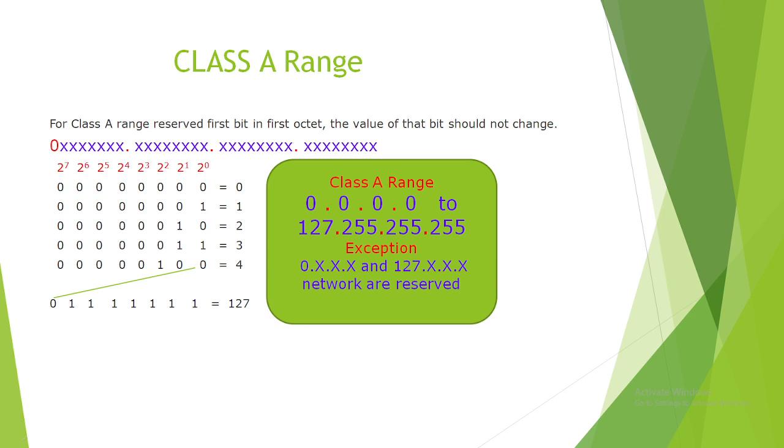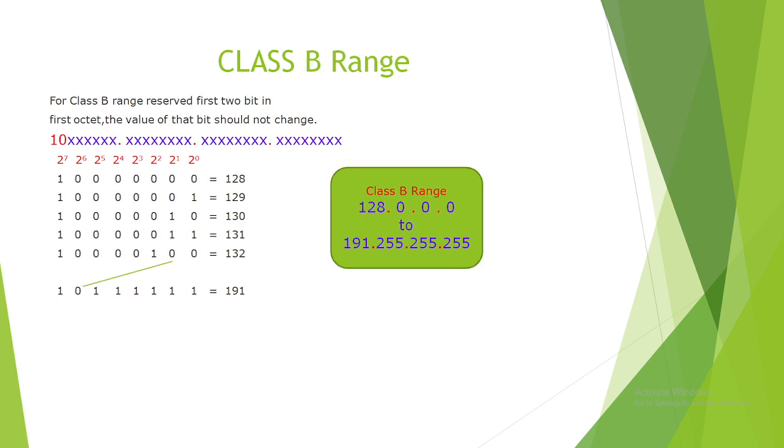For the Class A range, the first bit of the first octet is reserved. The value ranges from 2 power 0 to 2 power 7, which is 0 to 127. 0 and 127 are reserved for the network or loopback. And this is Class B.